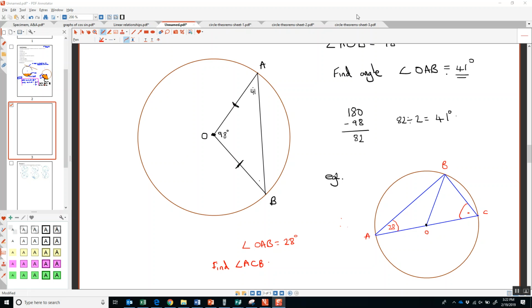What did you find first, Kate? I put the other 28, and then I found 124. Okay, good. So you put the other 28 because this is an isosceles triangle, this one and this one. So this is 28. 28 add 28 is 56. Subtract it from 180, and you get 124. So this angle is 124.